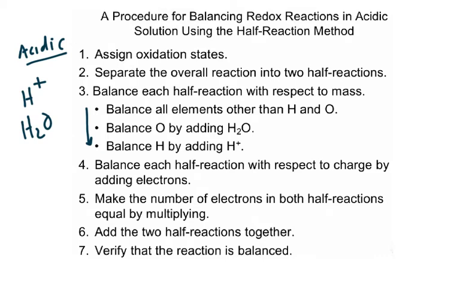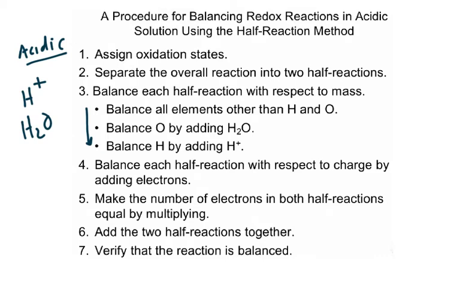Once the elements are balanced, in a redox reaction, we also have to balance the charges by adding electrons. Once the elements and the charges are balanced, then we have to multiply one of the half reactions by a factor, if needed, so that both half reactions have the same number of electrons. And after that, we're going to add the 2 half reactions together, and that will complete our answer.